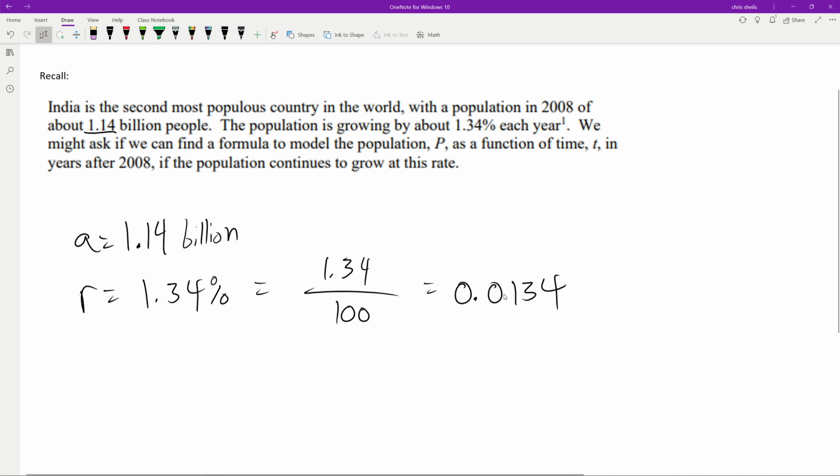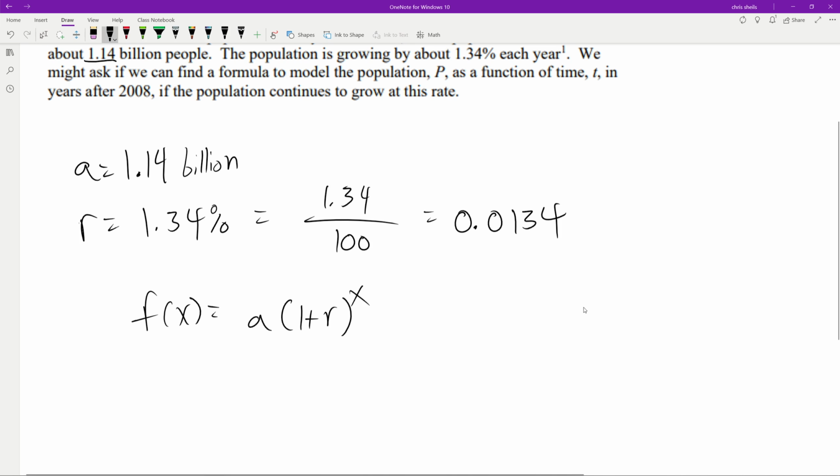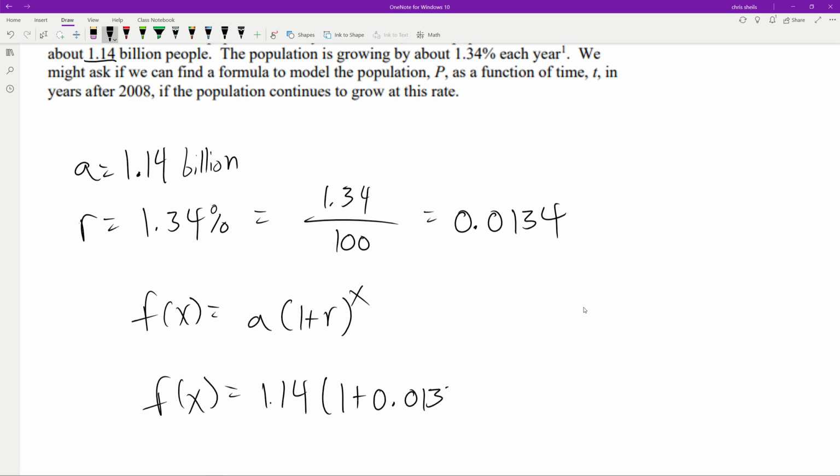Now, if I put all of this together, my function was in the form of a times 1 plus r to the x power. So this is f of x equals 1.14 times 1 plus 0.0134 to the, this wants this in terms of t, right? F of t is equal to this, and our variable here is t.